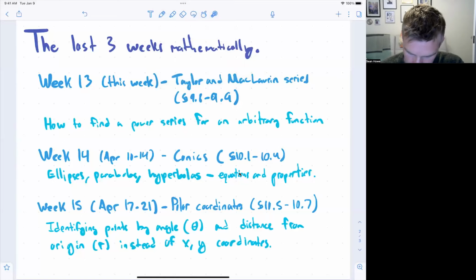Then in week 14, next week, we'll shift gears, and we're covering sections 10.1 to 10.4 in the textbook, which are on conics. Conics is just a fancy word for ellipses, parabolas, and hyperbolas. These are some basic important shapes that show up a lot in mathematics and physics and other areas. And so we're spending a week studying how to write down the equations for these, how to understand some of their properties, how to recognize equations for these, how to think about their graphs, and so on.